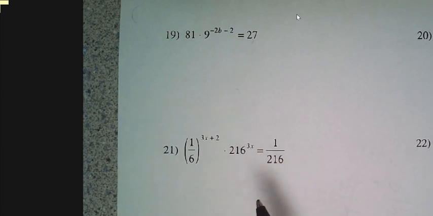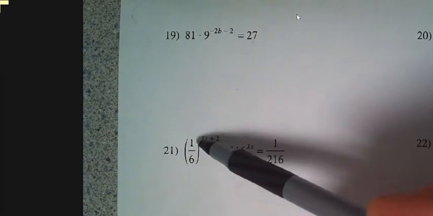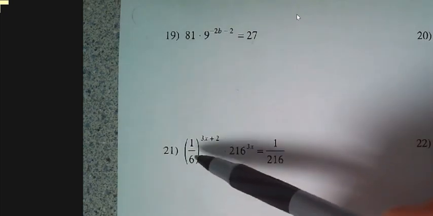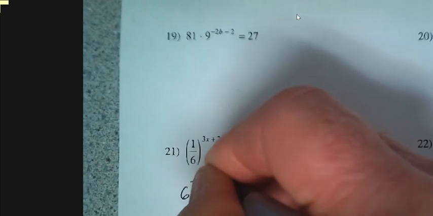But we don't want 1/6. We want it to be 6 to the what? What can I convert this 1/6 to? 6 to the negative 1. So let's do that: 6 to the negative 1 times 3x plus 2.